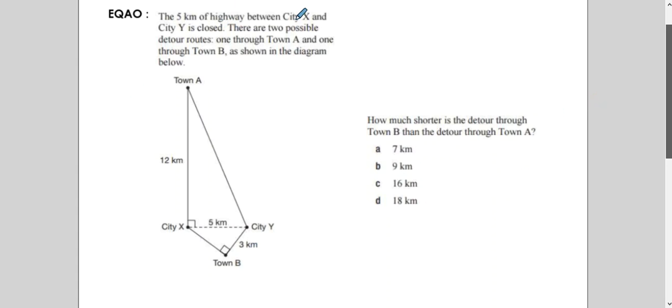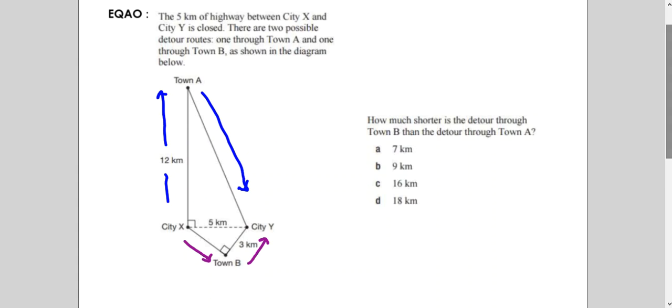5 kilometers of highway between X and Y. There are 2 possible detour routes, one through town A, so they have to go all the way up, and then all the way back. So there's the first detour. The second one is here to here. How much shorter is a detour through B than it is A?